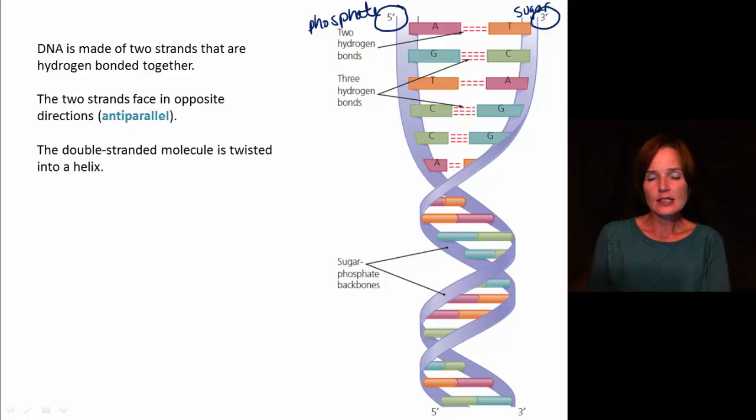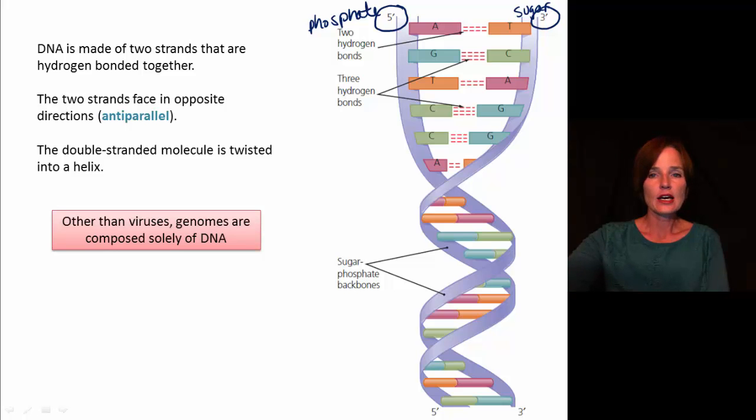This double helix, this double-stranded molecule, is twisted around into a helical formation, which is what you see right here. And another thing about it, other than viruses, genomes are composed solely of DNA. So that's all the organisms that we know of, whether they are bacteria, fungi, human beings, all the different plants that we can have, they're all composed of double-stranded DNA. When we get into viruses, there's a lot more variety there, and in that case, we will see some that have RNA genomes. But for the most part, we want to think of the genomes being composed of DNA.